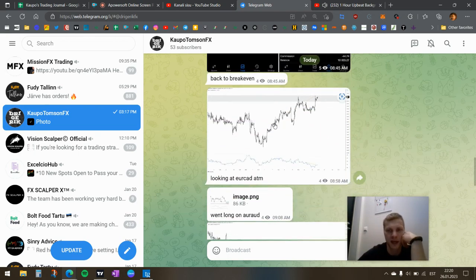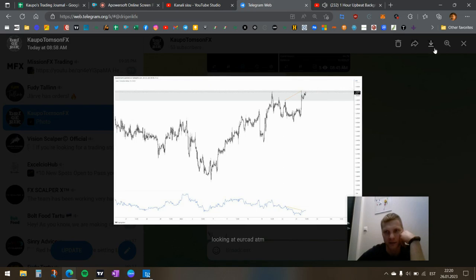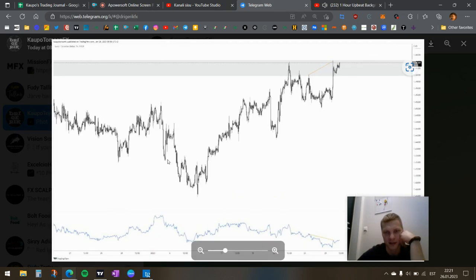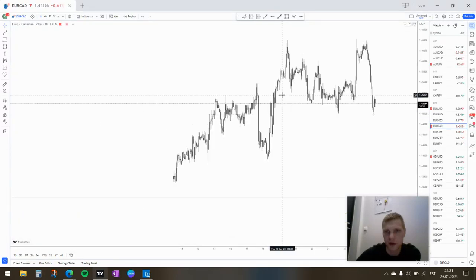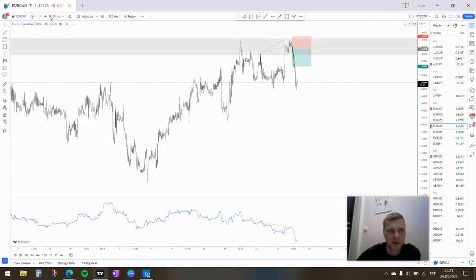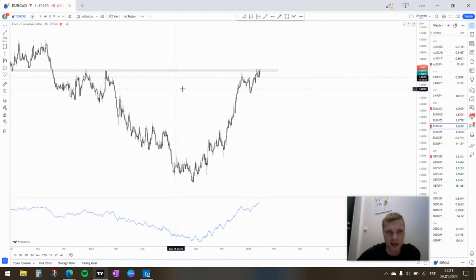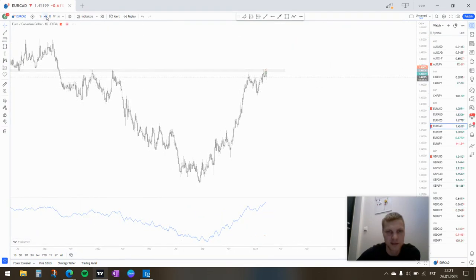Looking at EuroCAD. So this is this morning, 8:58. Looking at EuroCAD. And this is actually the only trade I should have taken, and I'll explain why. So I was looking at EuroCAD. Pretty simple, pretty straightforward trade. Price is at a daily resistance.